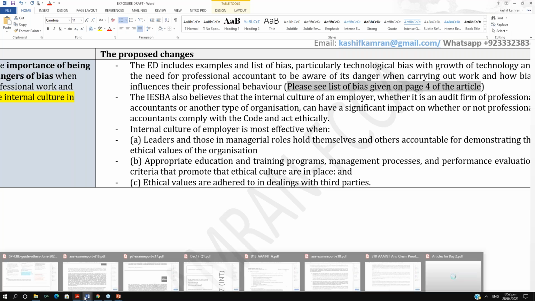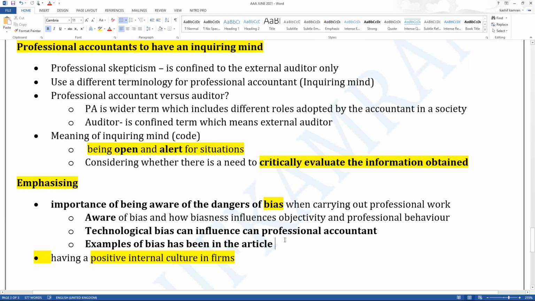So you have to read page 4 of the article. I'm putting it over here as well. Please see the list of bias given on page 4 of the article. So will you read page 4 of the article? There is a list of bias, examples of bias given, which you should know for your exam paper, including the technological bias, right? So the importance of the danger of bias. That's self-explanatory because every example has been explained by the examiner. So, importance of being aware of bias.